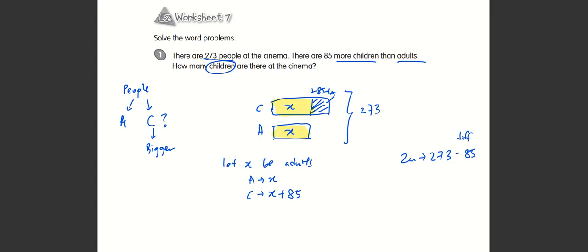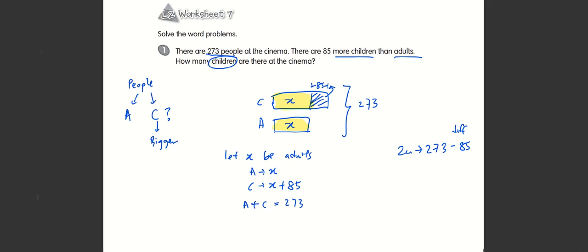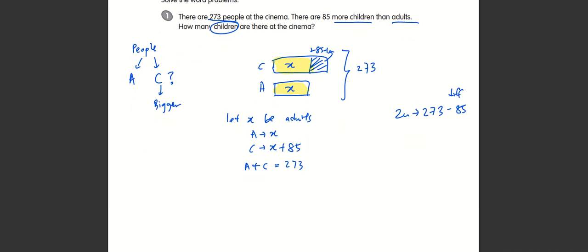Okay. So altogether is 273. So adults plus children is 273. Meaning you can see from the diagram already, is 2x plus 85. So adults X, children is X plus 85. That's 273. Now it's the same as saying the statement here, 2 units, right? So do 2x plus 85 equals to 273.